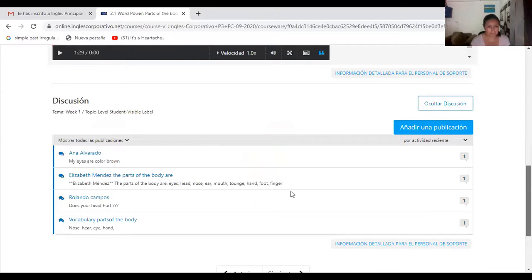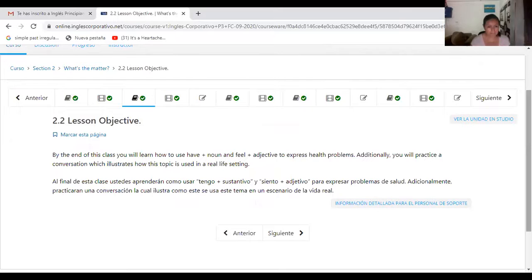Then, if time allows, we are going to express, for example, I feel, right? You will learn how to express how you feel, using have plus noun plus feel plus the adjective to express a health problem, right? And then you will practice this conversation in daily life settings. So this is going to be if time allows. So I'm going to stop sharing this and let me show you the presentation that I have for you tonight in order to conclude, okay?